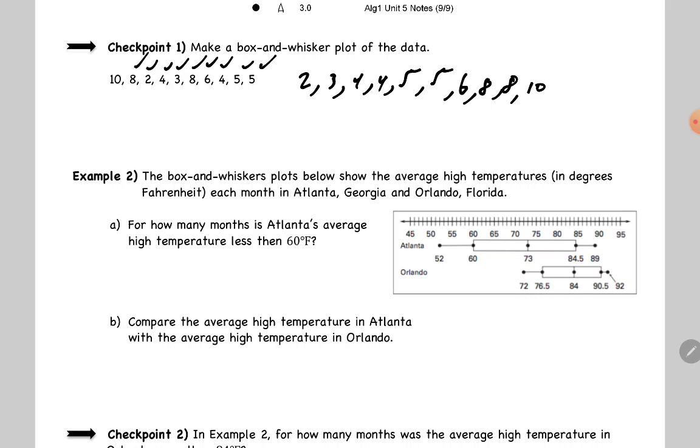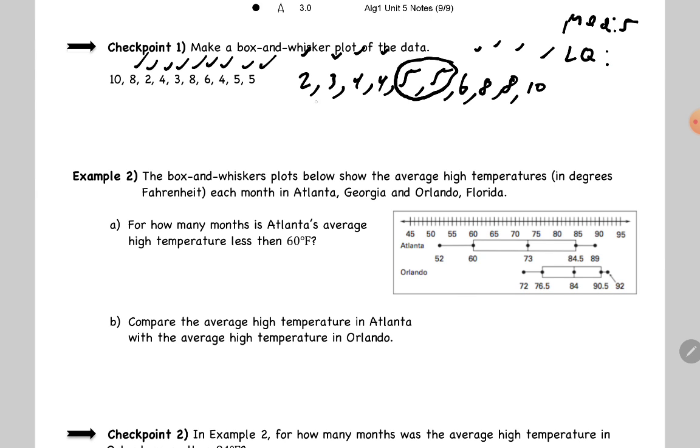Now you want to find the number in the middle. Three, 4. Okay. So the number in the middle is the average of these two numbers, and since they're both 5, the median is 5.